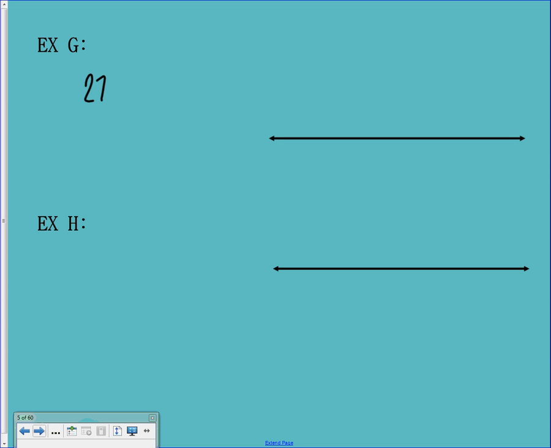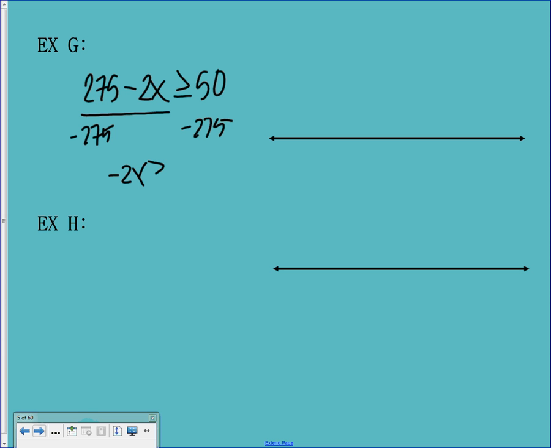Well, I know I've got 275 tickets right now, and each caller receives 2. So I'm selling 2, so I'm going down, and I want to be concerned about when there are 50 or less remaining. So the amount I have right now, I want to be bigger than 50. Okay, so 275 minus the 2 for each caller has to be bigger than the 50 I have. So if I'm going to go ahead and solve that, I would subtract 275 from each side. So I'd have negative 2x greater than or equal to negative 225.